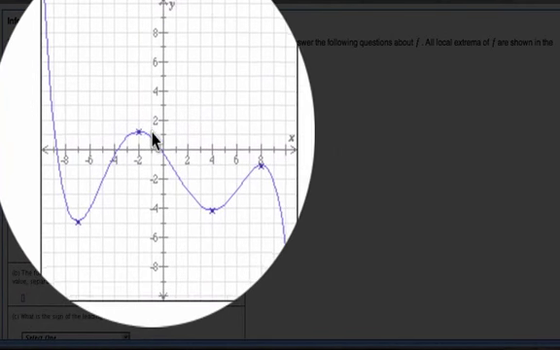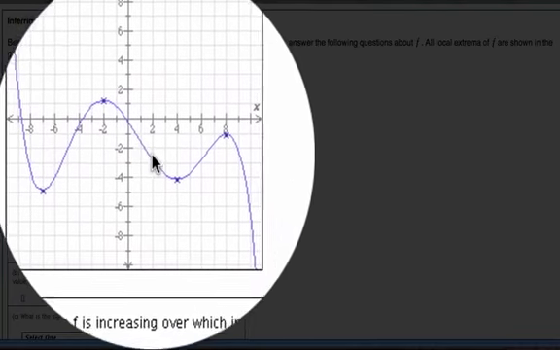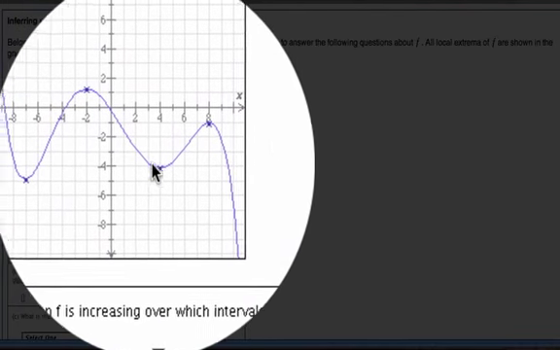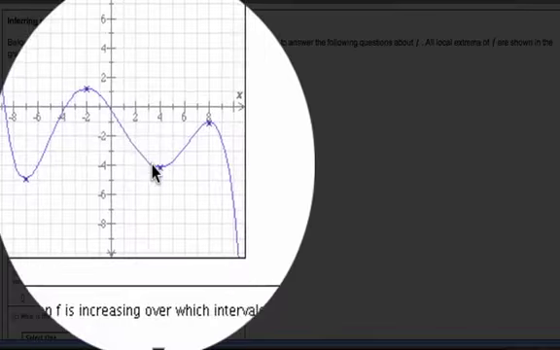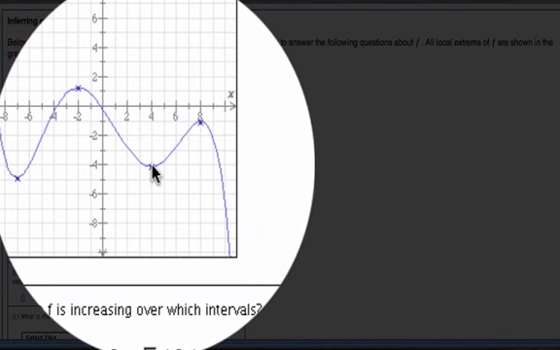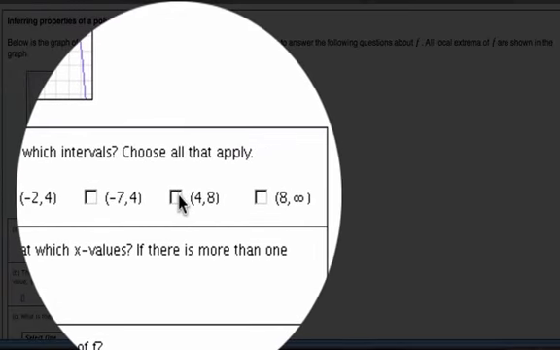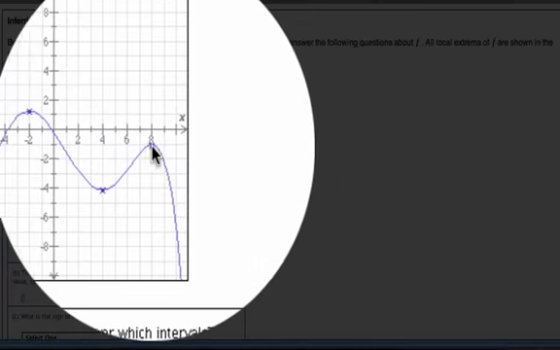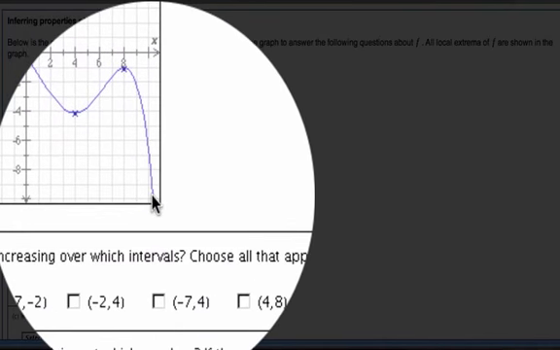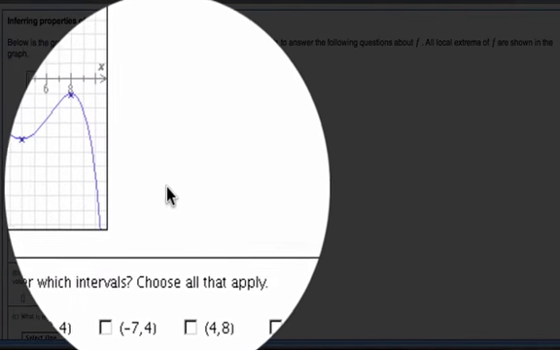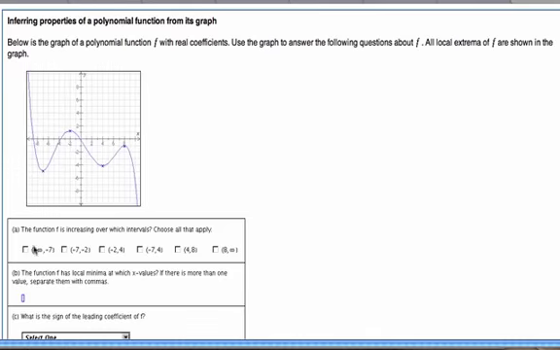Then go back to your graph, and it looks like from -2 to 4, the function is decreasing. And then for x value of 4 up to x value of 8, your graph is increasing. So you'd click 4 to 8 as well. From 8 to infinity, your graph is decreasing, so we don't need to mark that one. Okay, so that is part A.